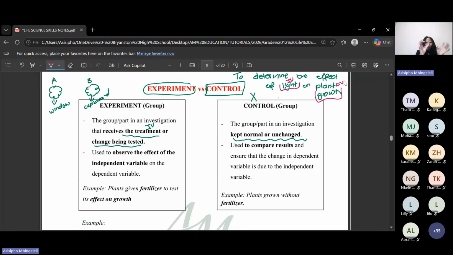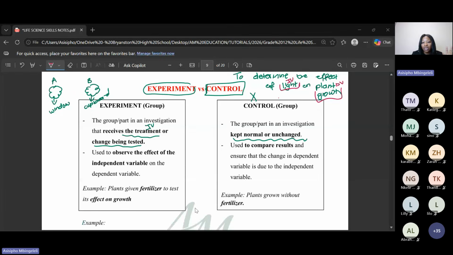Now, from these two plants, I've got plant A, which was next to the windowsill, and plant B, which was inside a cupboard. If you listen to my investigation, I said all the other factors for these two plants were kept the same. Both plants received the same amount of water. They were the same type, same duration of the investigation, same type of soil, same amount of soil, same everything. What is it that one received and the other did not receive? Tell me, someone unmute. Everything else was the same, but there's only one thing that one plant received and the other plant did not receive. What is it? Light.